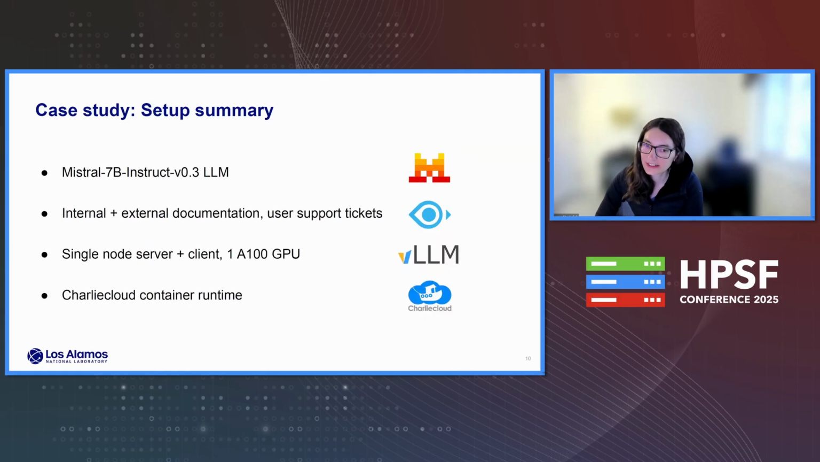In summary, we've got this Mistral large language model. It's a 7 billion variant, which means it's fairly small. One advantage is that, for this testing at least, you don't have to worry so much about setting up parallelism or spreading the model across different nodes or GPUs or anything like that. You can just test to see if you get baseline reasonable results.